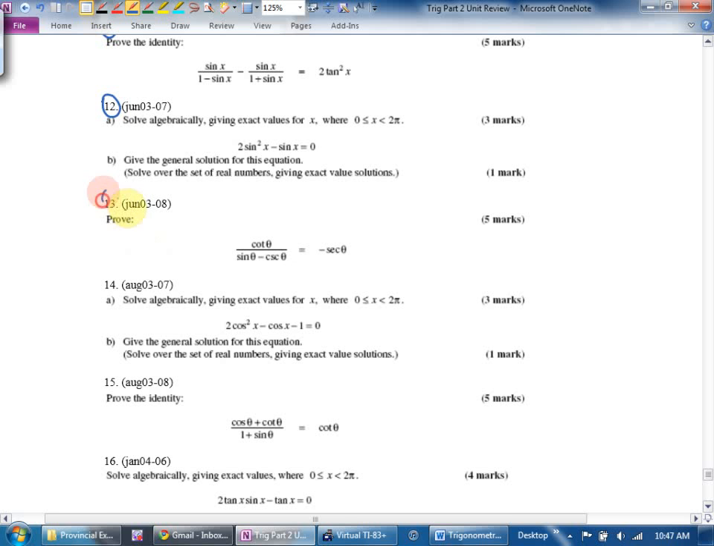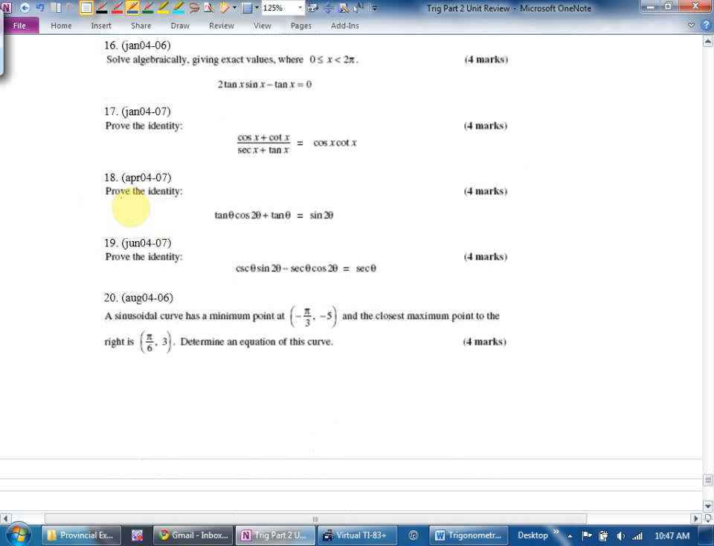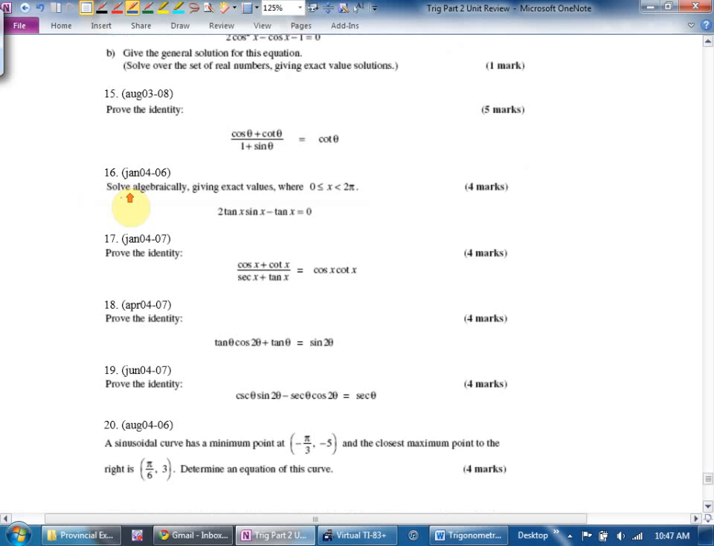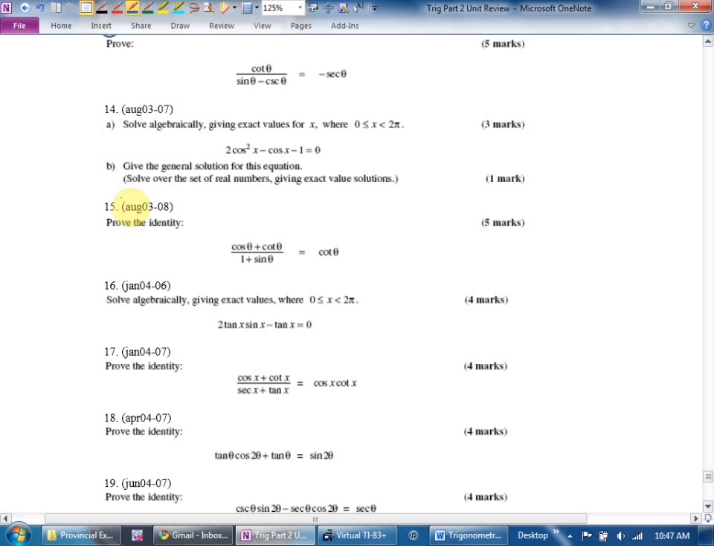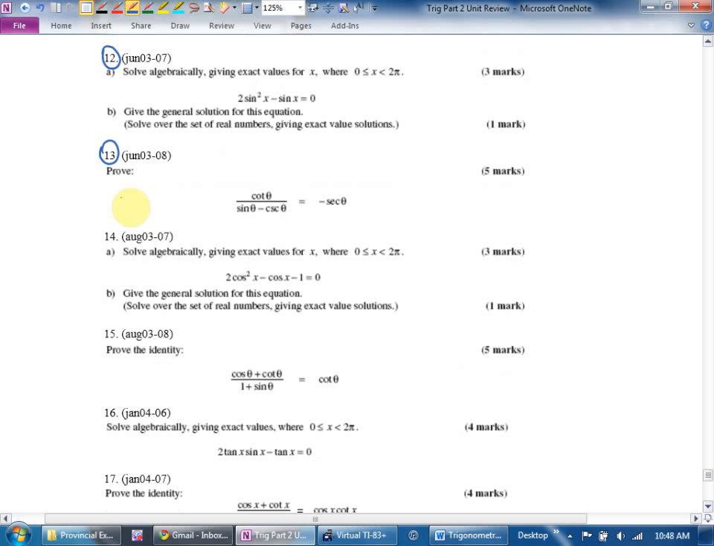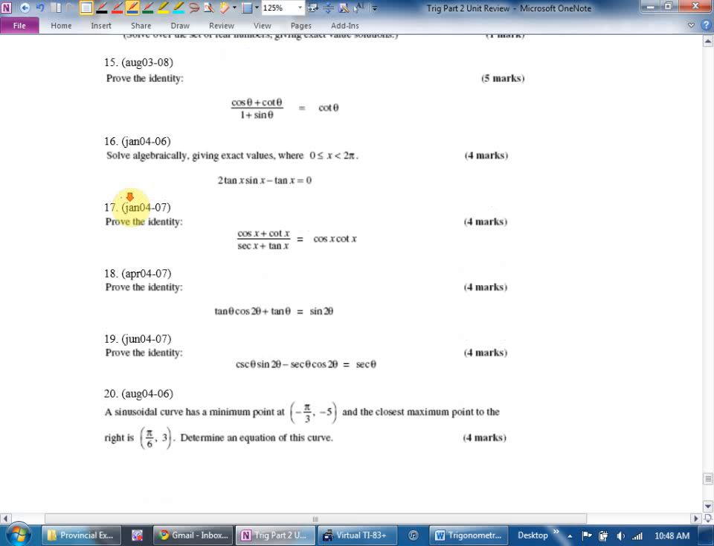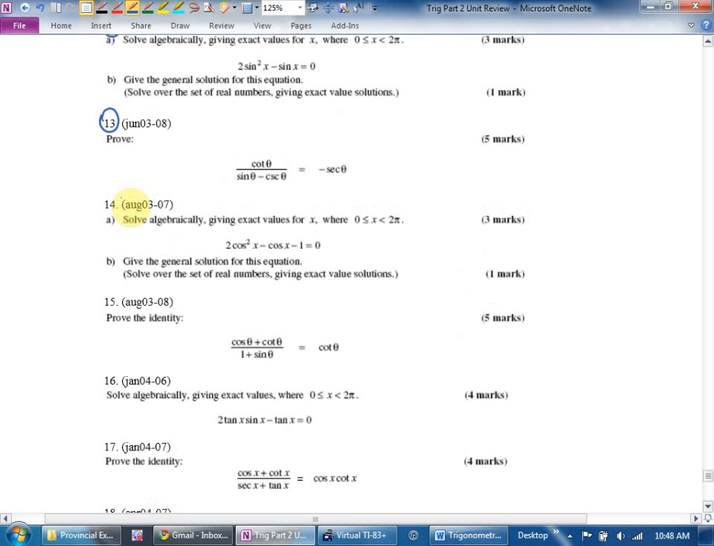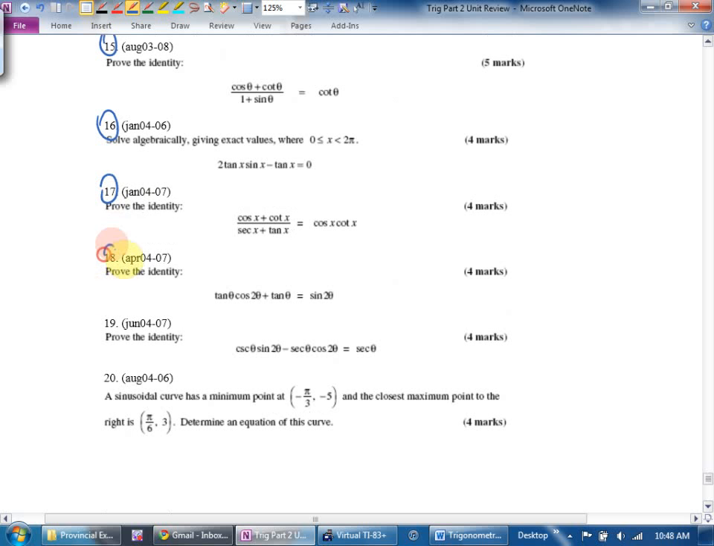How many more are there? Oh, boy. Did you hear Tyler? Was it Tyler? Miguel? We just do all of them? You'll be able to do this one. It's a quadratic trig. This one, this one, this one, this one. 20 is a word problem. I haven't done word problems with you yet. 21 is a word problem.